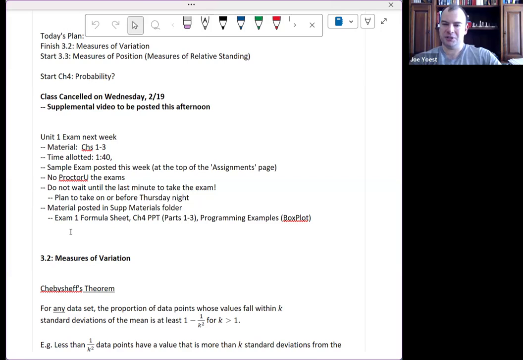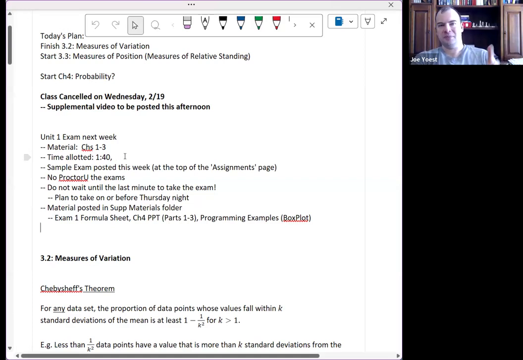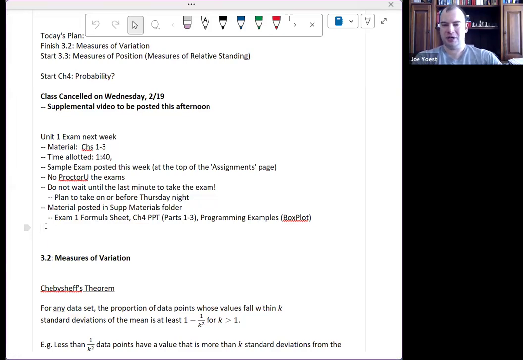The exam must be taken during that week. So it must be taken from Monday, a week from today, I guess the 24th, at 9 a.m. through the following Sunday at 11:59 p.m. The dates and everything are on the syllabus. They'll also be on the exam when it's available.